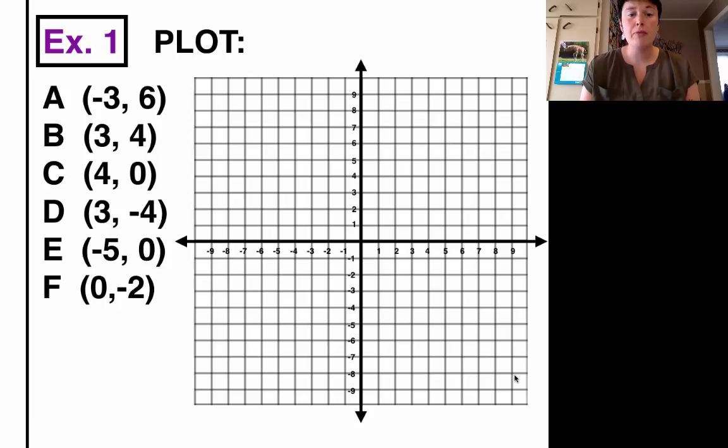Okay, so hopefully you've plotted all of your points and labeled them. You can check and see if you got them in the right spot now. So here's A up at -3 and 6. B would be over here at 3, 4. C is down here on the x-axis at 4, 0. Here's D at 3, -4. And then E is over here at -5 and 0. And F is at 0, -2, which is down here.